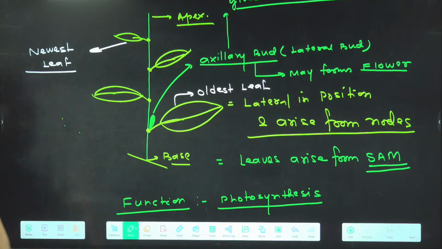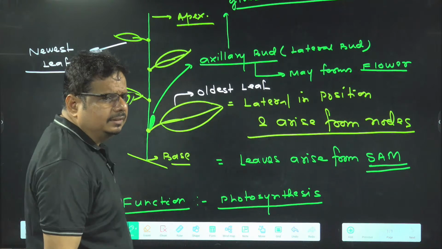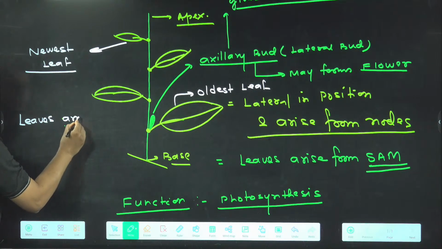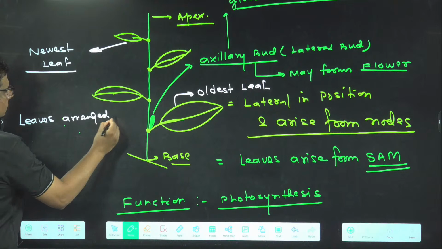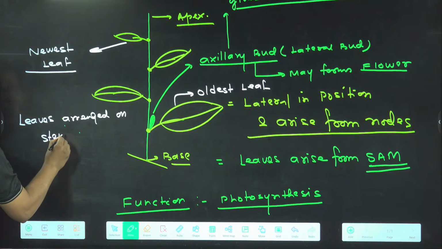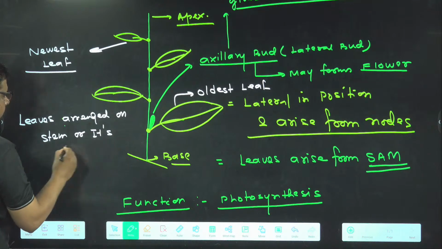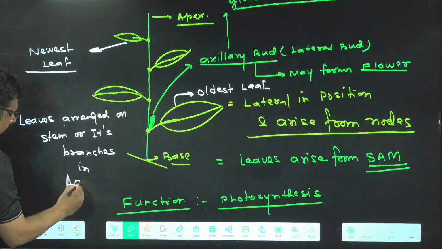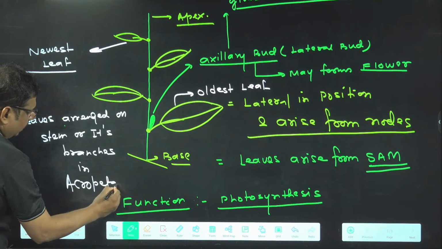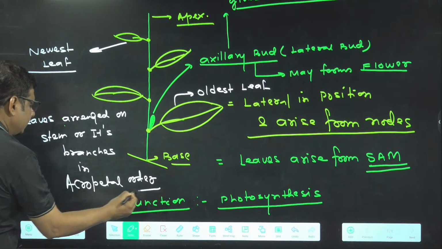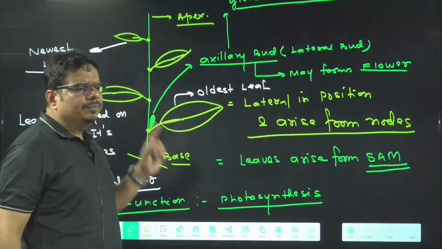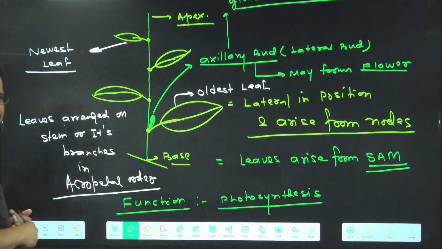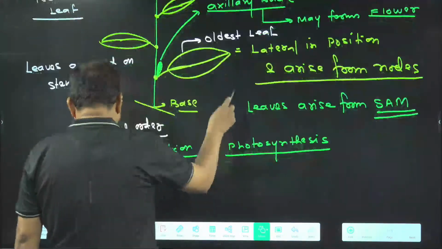So what is the arrangement of the leaf on stem and branches? Leaves are arranged on stem or its branches in acropetal order. Acropetal arrangement means old leaf is present near the base, new leaf is present near the apex. Getting the things or not? Such condition is called acropetal.